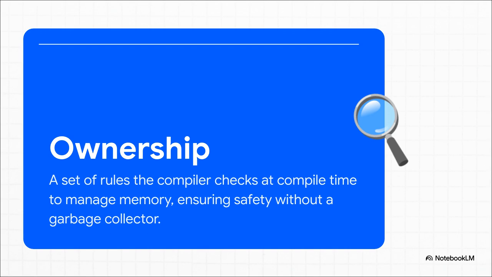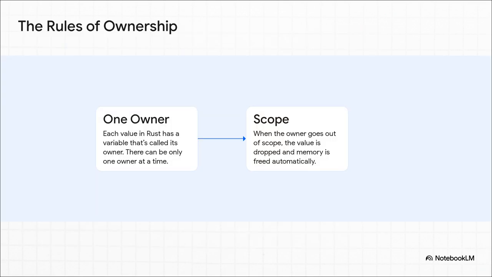So here's the kicker. Ownership isn't some background process like a garbage collector buzzing away while your app is running. Nope, it is a set of rules that your code gets checked against before it even becomes a program, at compile time. If you follow the rules, your code compiles. If you don't, it just won't. Simple as that.